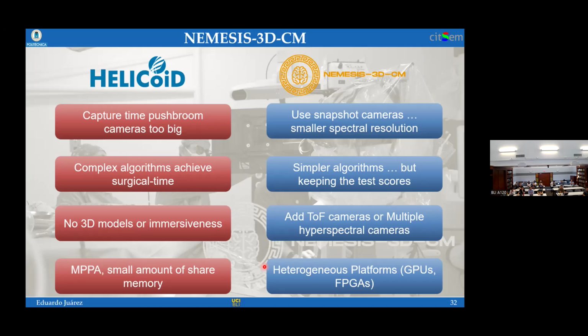There were 16 elements sharing some part of memory, but it was too small. So just filling that memory was a pain. We were not able to really go faster, not because we do not have the computational power, but because we do not have the data to compute. We were losing the time just filling that memory. So we decided, let's go to an off-the-shelf system. Let's try to build a heterogeneous platform using either GPUs or FPGAs.